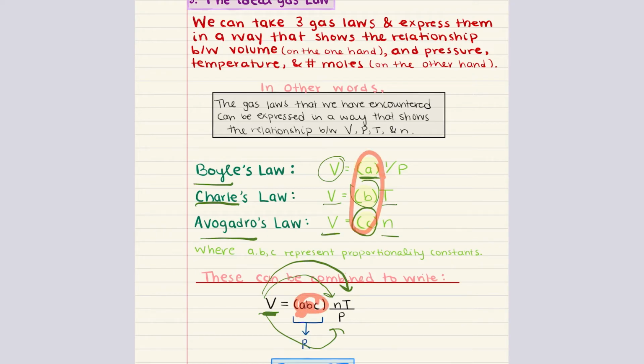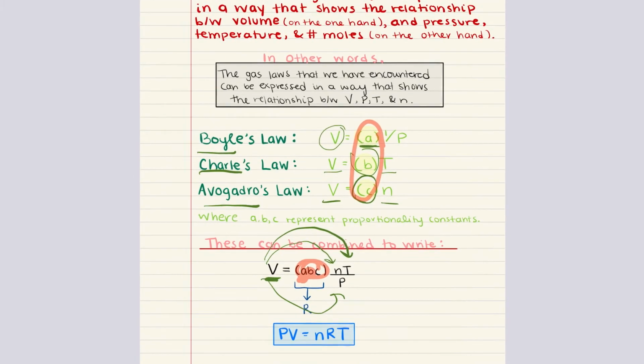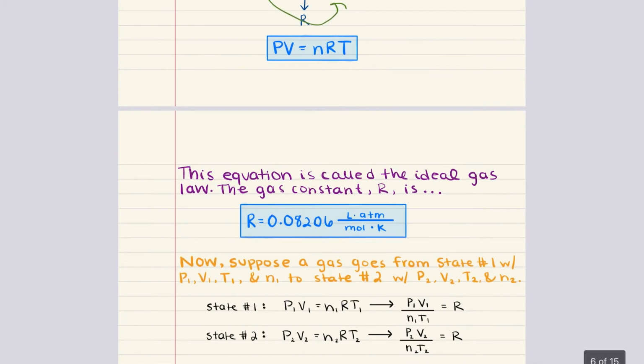Since A, B, and C are constants, their product is also a constant, which we call R. This is the ideal gas constant. And R is actually equal to 0.08206 liters times atmospheres over moles times Kelvin.